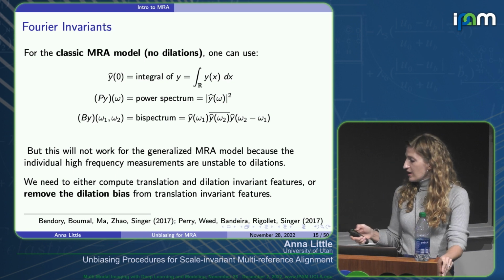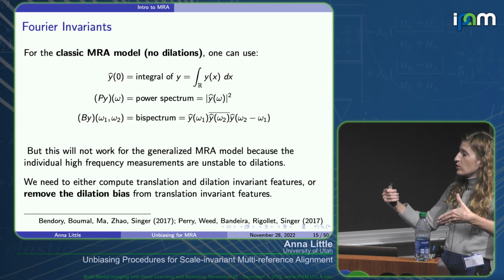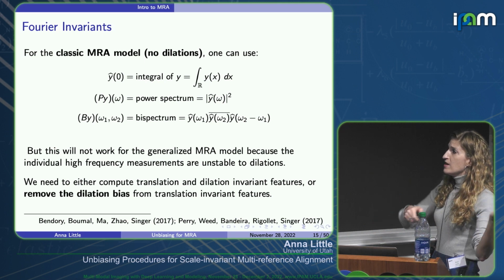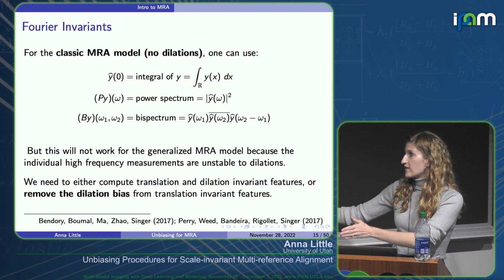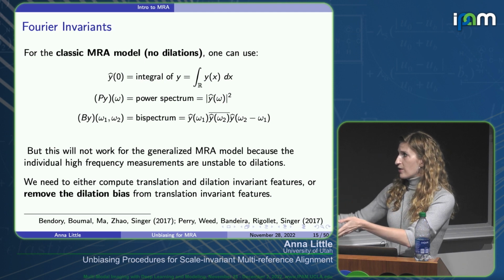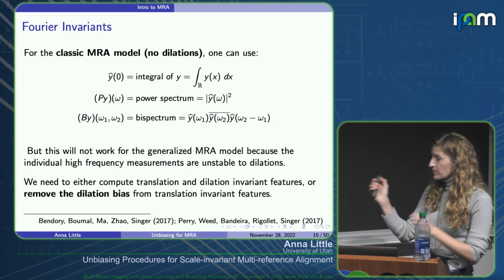Okay, so this is one approach for dealing with that classic MRA problem. Map to the Fourier domain, look at these translation invariant features, average out the noise, and then invert.